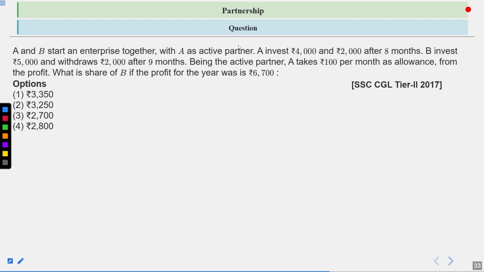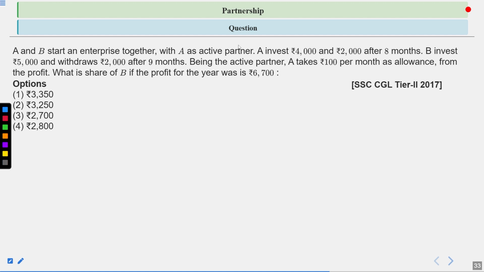A and B start an enterprise together with A as active partner. A invests 4,000 rupees and 2,000 rupees more after 8 months. B invests 5,000 rupees and withdraws 2,000 after 9 months. Being the active partner, A takes 100 rupees per month as allowance from the profit. What is the share of B if the profit of the year was 6,700 rupees? And this question was asked in the SSC CGL Tier 2 exam in 2017.